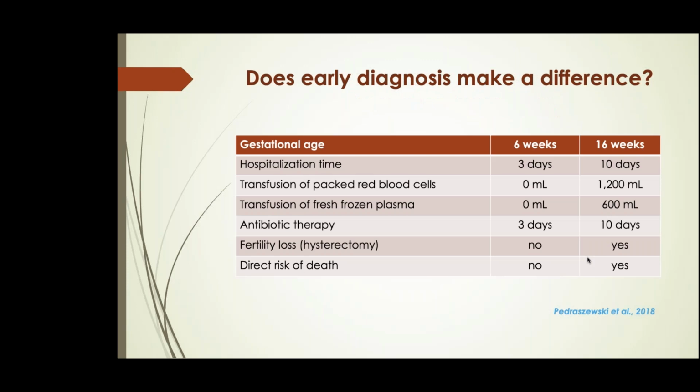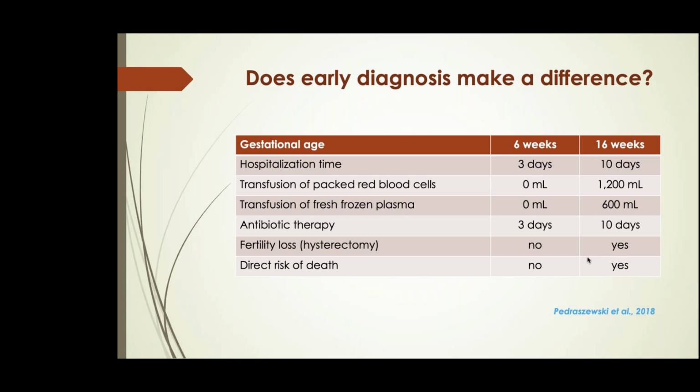So we come to the next point. Does early diagnosis make a difference? Suppose you diagnosed the scar pregnancy at 6 weeks or 16 weeks. This is a study done by Davesky in 2018. He compared the diagnosis of scar pregnancy at 6 weeks and at 16 weeks. The hospitalization time was only 3 days at 6 weeks, 10 days at 16 weeks.